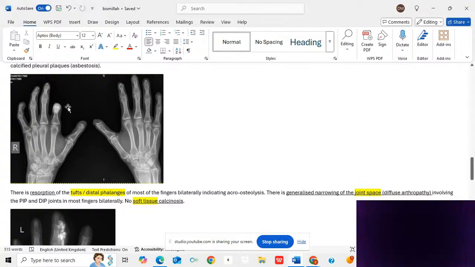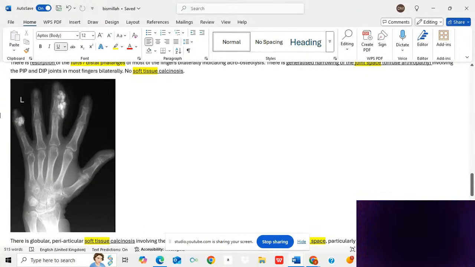The first thing is soft tissue calcinosis. This is the first feature. There is no soft tissue calcinosis here, but here you can see soft tissue calcinosis. There is globular, periarticular, soft tissue calcinosis involving the third and fifth fingers.